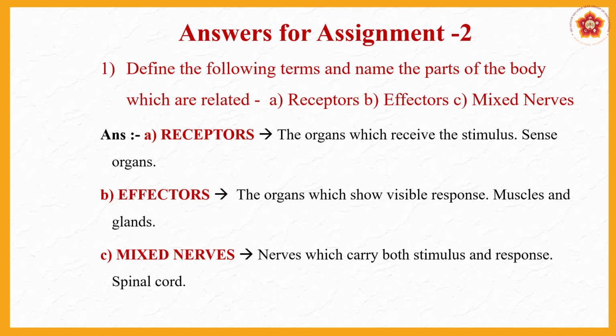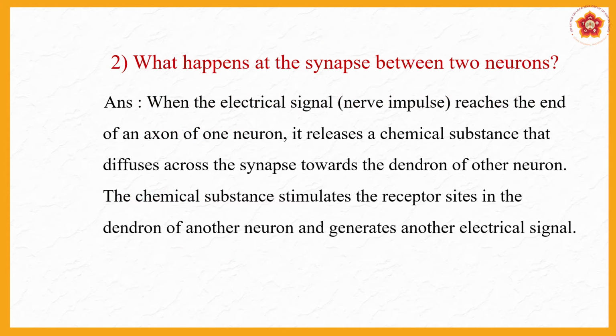The mixed nerves, nerves which carry both stimulus and response. They function as the sensory nerves as well as the motor nerves, or the nerves called mixed nerves, and are found in the body in the spinal cord, which we will discuss in the further classes. The second question: what happens at the synapse between 2 neurons?